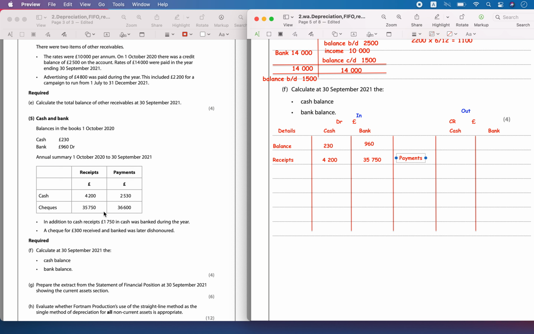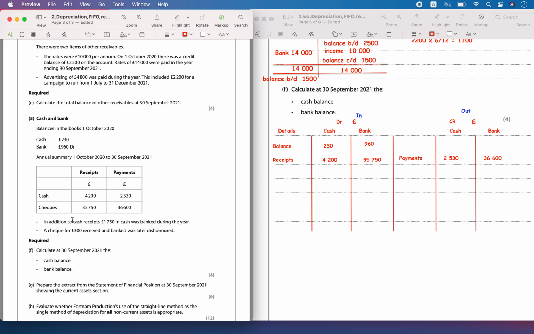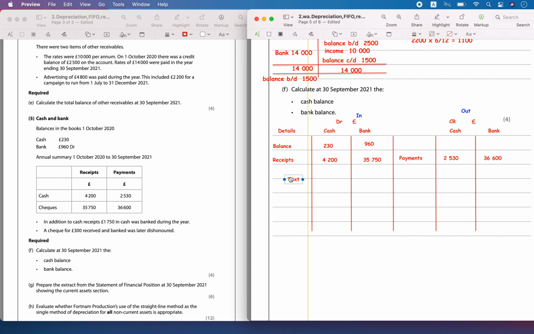Then the payments made were 2,530 in cash, 2,530, and 36,600 in check. So 36,600. Then you can see that in addition to cash receipts, 1,750 in cash was banked during the year. So cash banked.